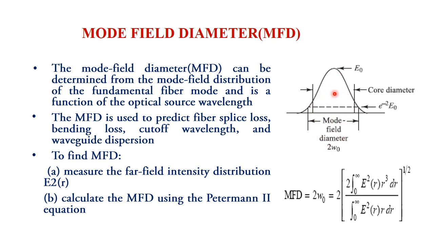First of all, to find the mode field diameter, we require two steps. First, we have to measure the far field intensity distribution, that is E squared of R, and then we should calculate the mode field diameter by using the Petermann 2 equations. This is a formula that can be used for the mode field diameter, which is an important parameter related to the single mode fiber. Only by means of the mode field diameter can we predict the types of losses present in single mode operation.